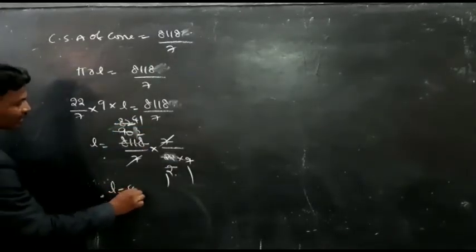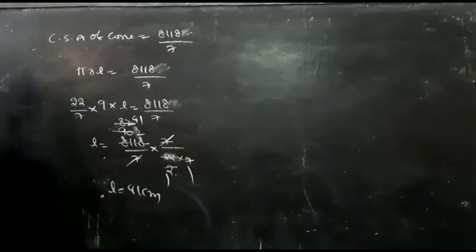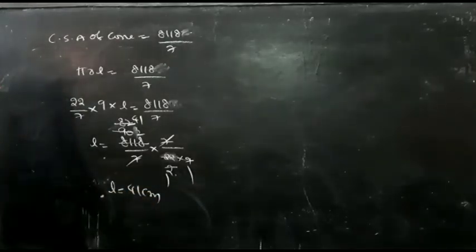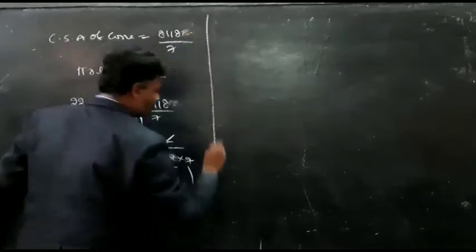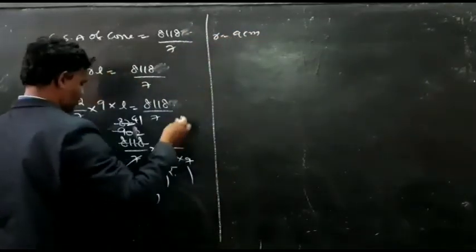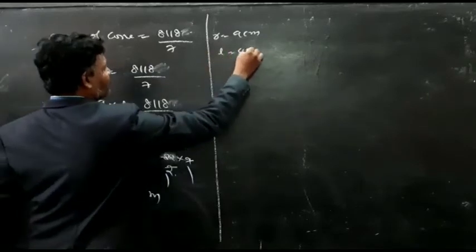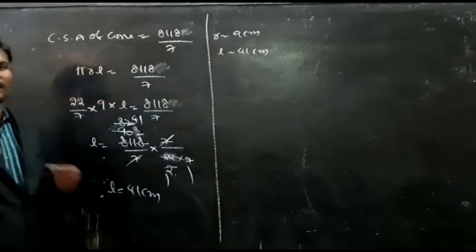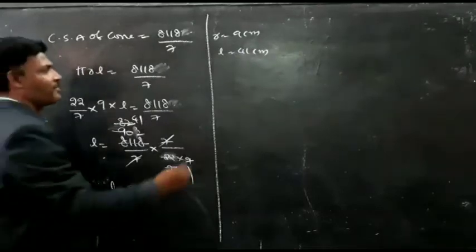So L is equal to 41 centimeters. We know the R value and also we know the L value. What is the radius here? The radius of the cone is equal to 9 centimeters and the slant height of the cone is equal to 41 centimeters. Now I need the value of H.